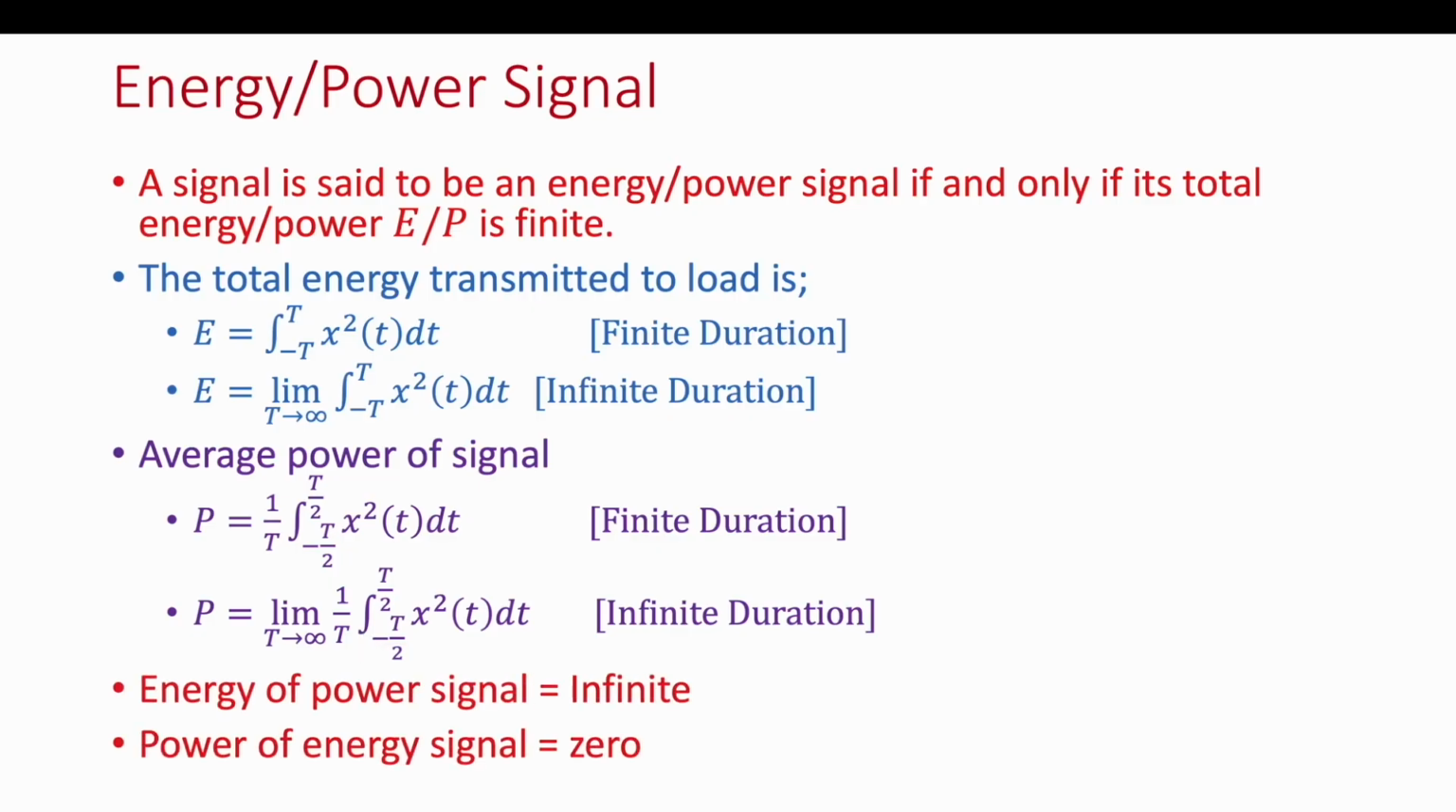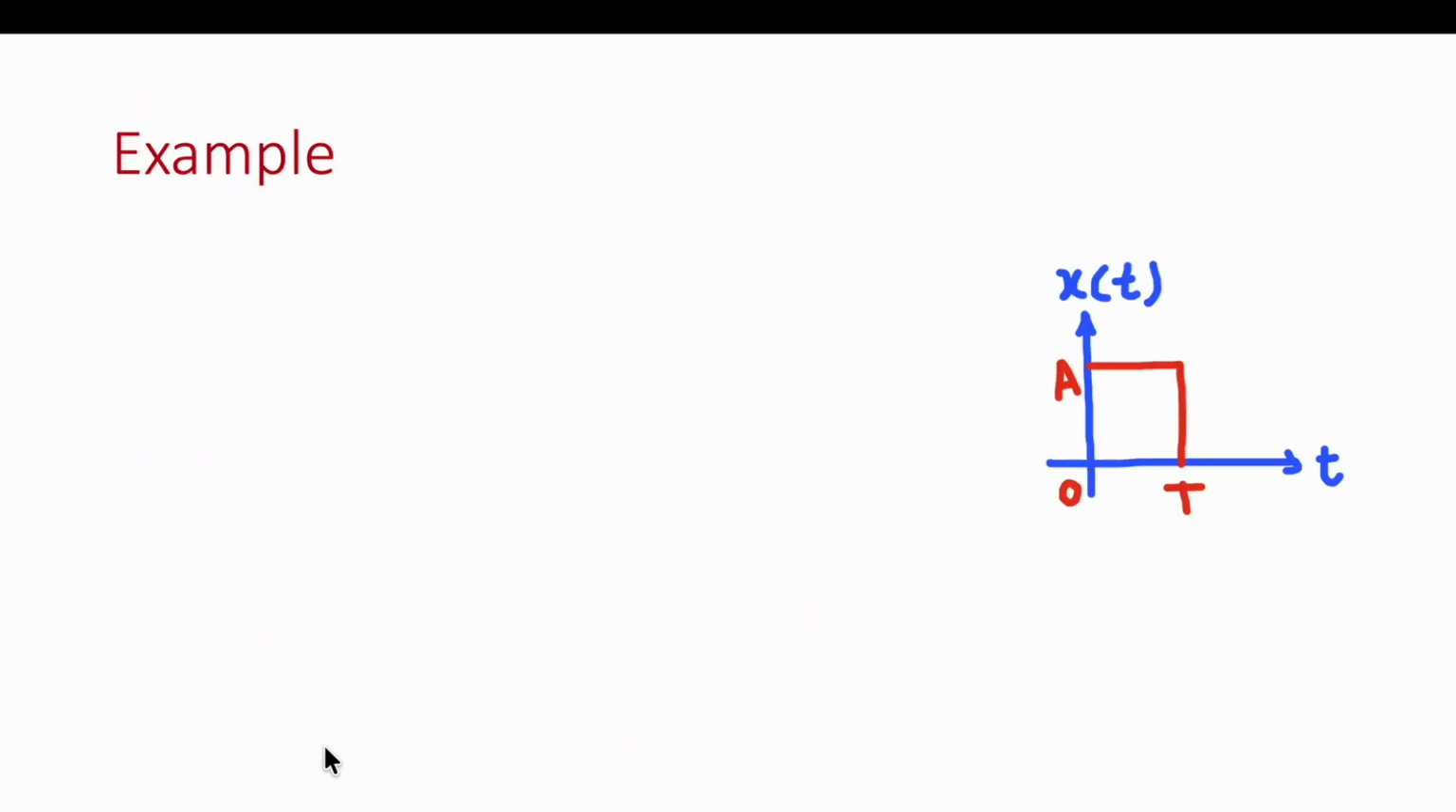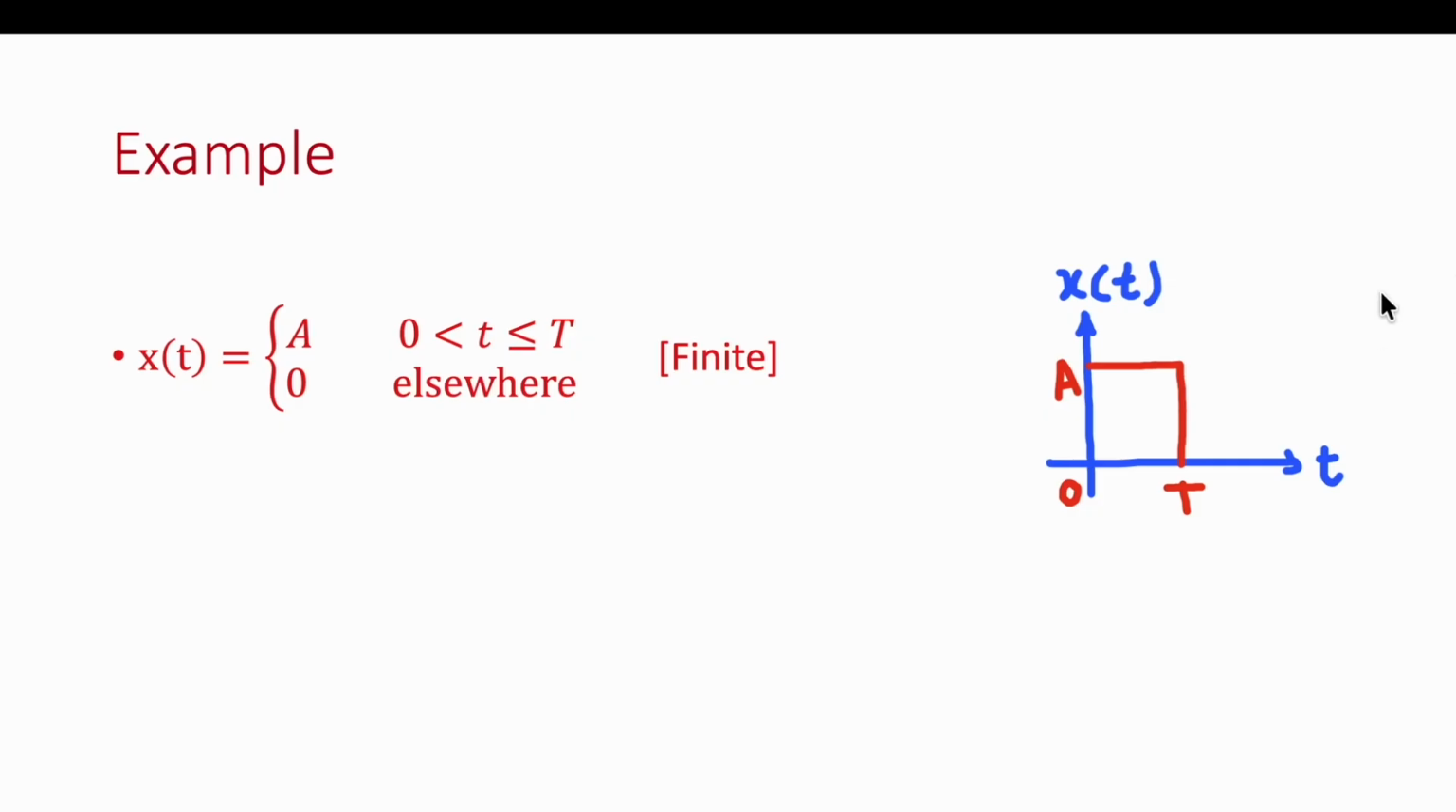But you need to remember one thing: the energy of a power signal is always infinite, and the power of an energy signal is always equal to 0. For example, we are given a signal x of t where the amplitude is A and the signal lasts from 0 to T. From the graph, the signal is a finite duration signal, and we can write mathematically x of t is equal to A for t greater than or equal to 0 up to T. Elsewhere it is 0. So we need to calculate the energy of the signal.